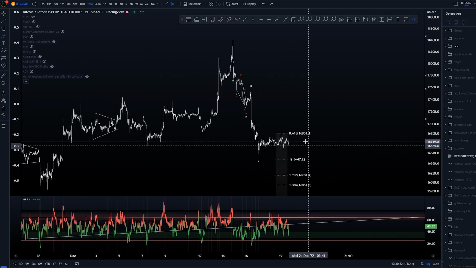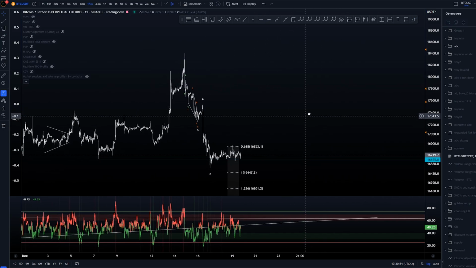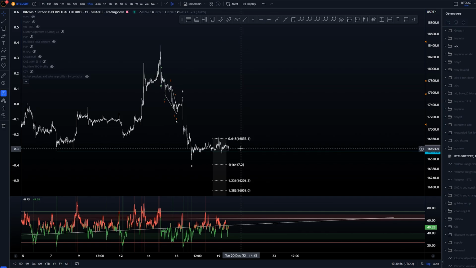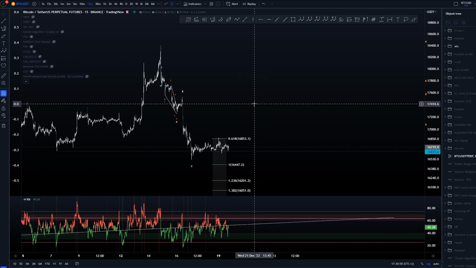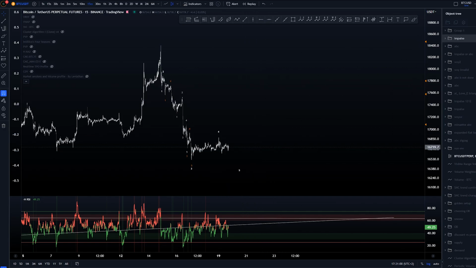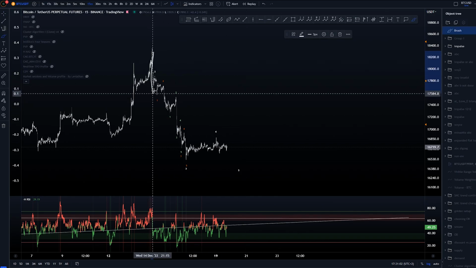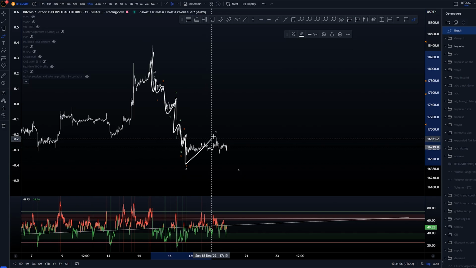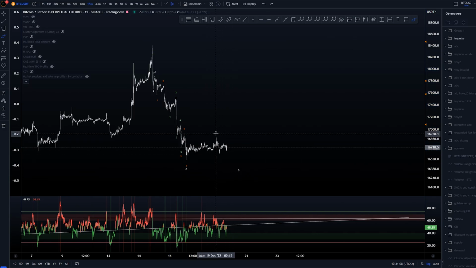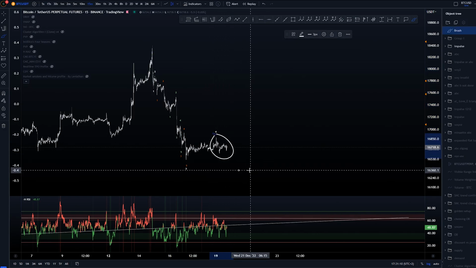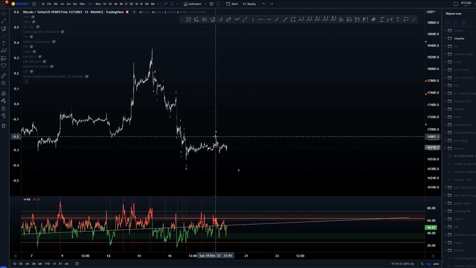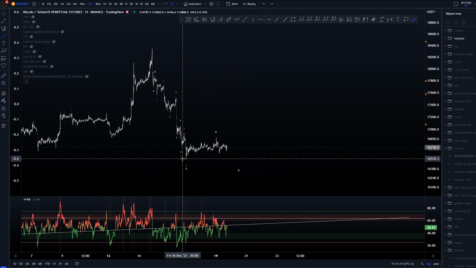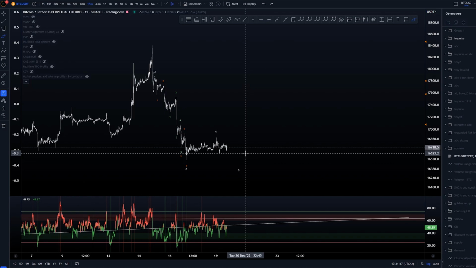Just due to how much this has consolidated sideways, it is losing the look of having a 5-wave structure, which would be something like this, where we would have this as a 1, 2, 1, 2, 1, 2, 3, 4, 5, 3, 4, 5, 3, 4, and 5. I think this is pretty much the last possibility where we could have a fifth wave taking out these current lows that we have here.